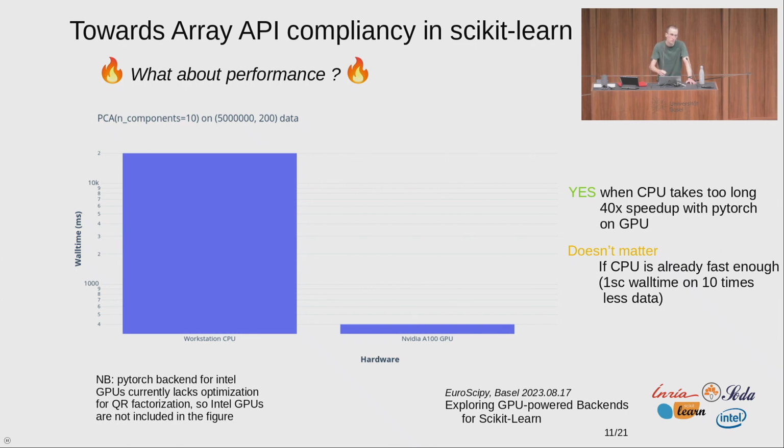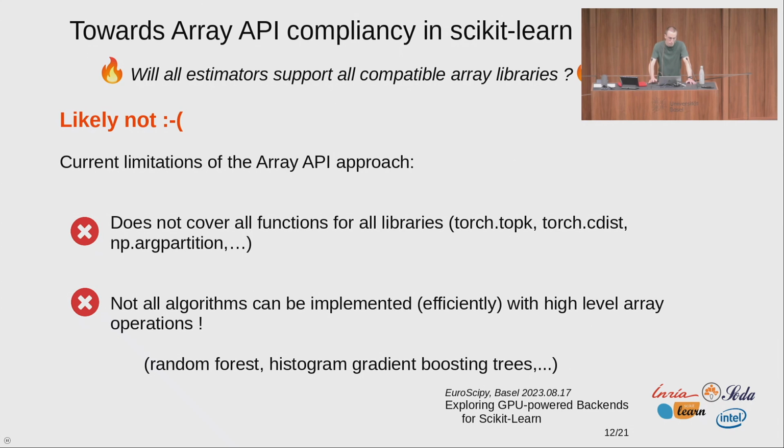I want to mention that if you have a smaller dataset, let's say 10 times less data, the wall time on CPU is already less than 1 second. So in this case, maybe you wouldn't have that much interest in actually leveraging the GPU compatibility here. So it's important to have this kind of order of magnitude in mind to make the good choice of backend, I think. So let's continue about the array API compliance.